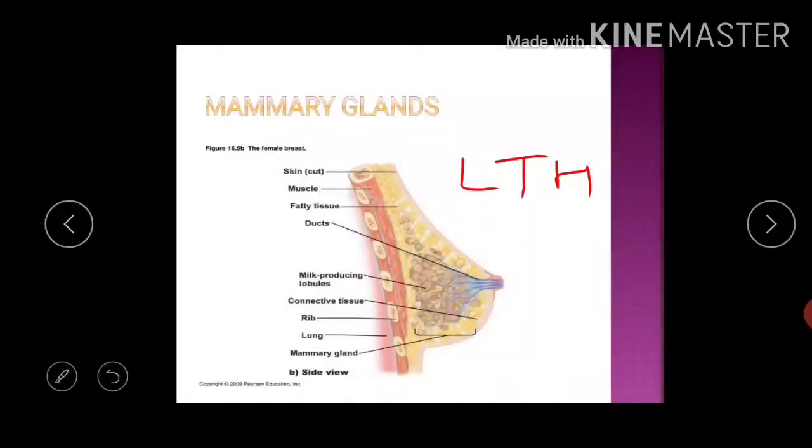These mammary glands are a pair of rounded structures present in the subcutaneous tissue of the anterior thorax, in the pectoral region of a female's body, nearer to the second to sixth rib. And these are modified sweat glands.